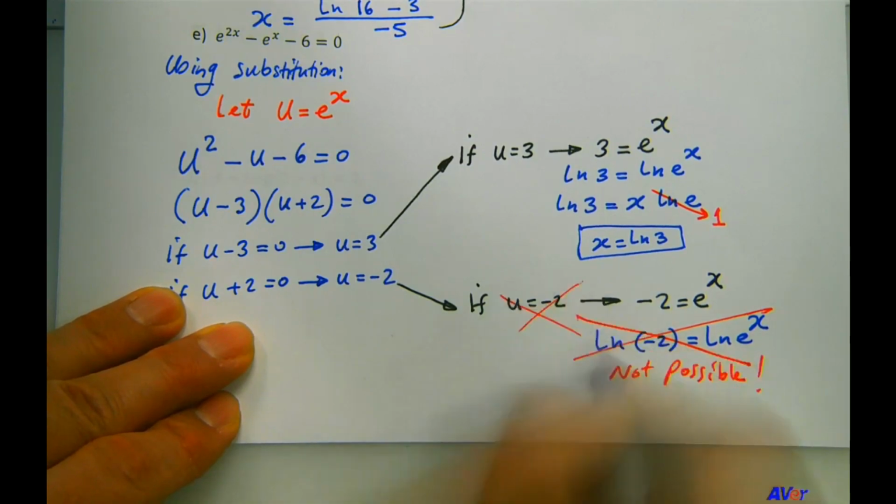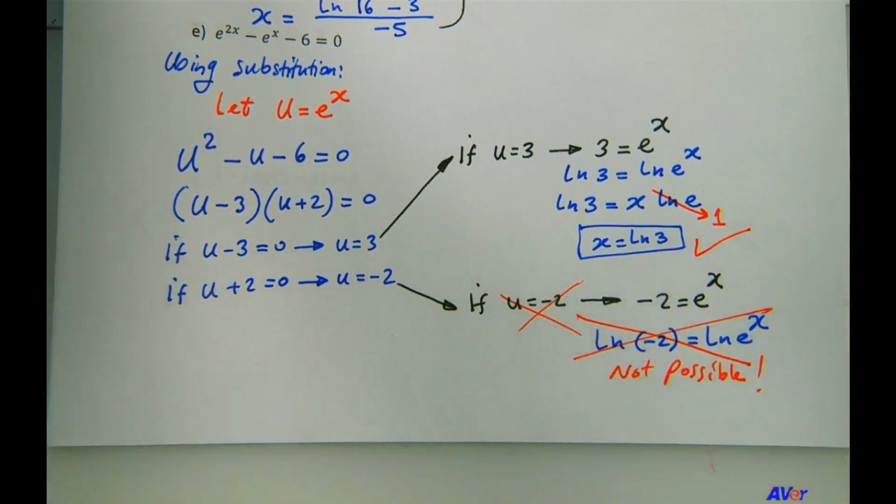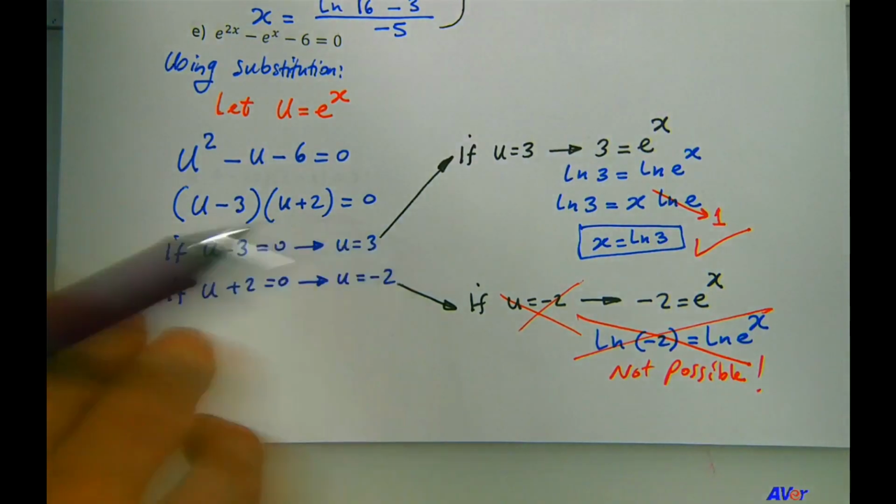So this is not acceptable. So the only solution we have is x equals natural log of 3. Okay? All right.